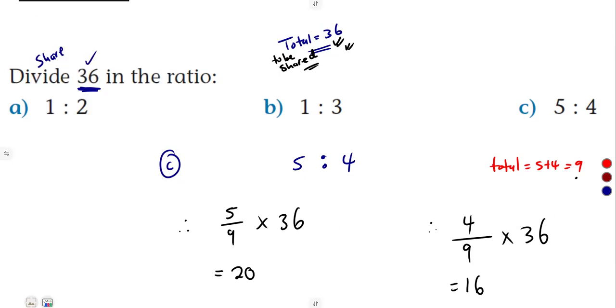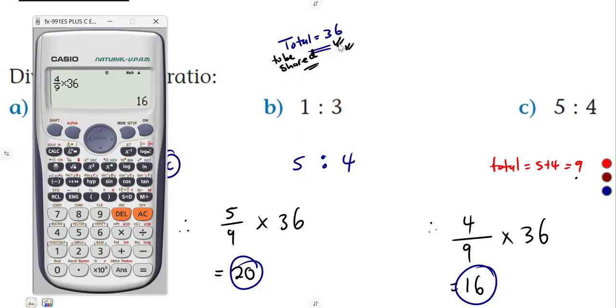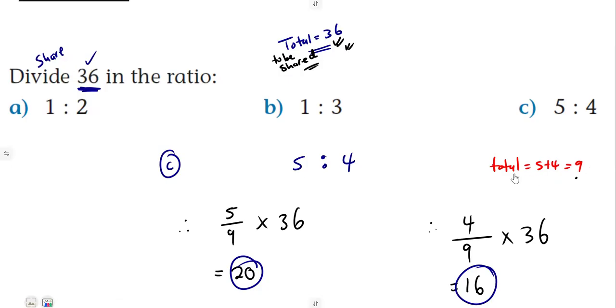So like I said, what the first one obtained and what the second one obtained together must add up to the total 36. The first one got 20. The second one got 16. So together they add up to 36. That's a ratio for you.